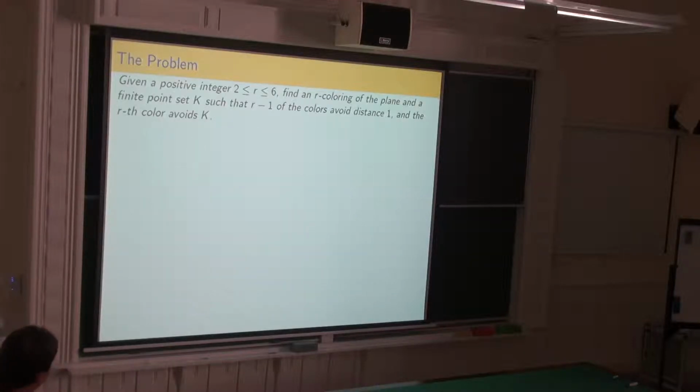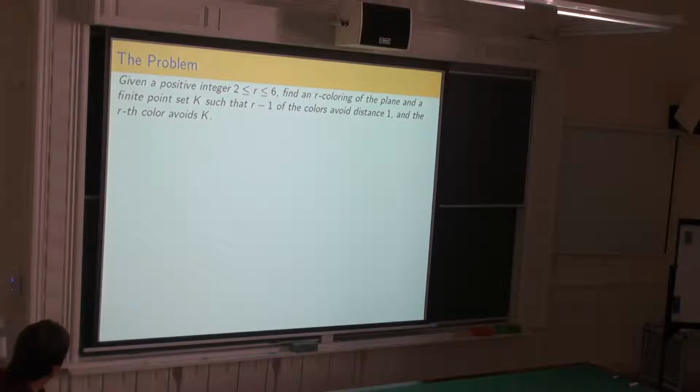So you may ask, what do these two things, Seufer's problem and Erdős' problem, have to do with each other? Well, they have everything to do with each other because they are two particular instances of this particular problem. So you have a number of colors, somewhere between 2 and 6. Already for 7, Hadwiger's construction does the trick, so we don't have to worry about that. You want to find a coloring of the plane with that many colors and a finite point set K, such that the first R-1 colors, each one of them avoids distance 1, and the final color avoids a monochromatic copy of K.